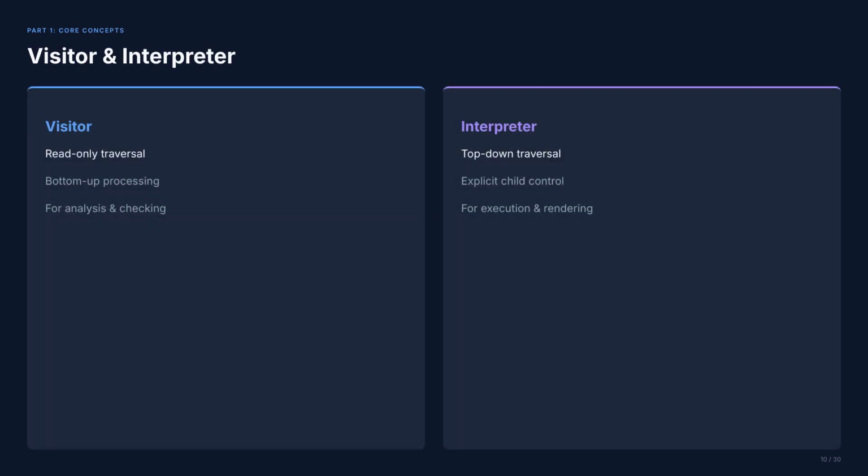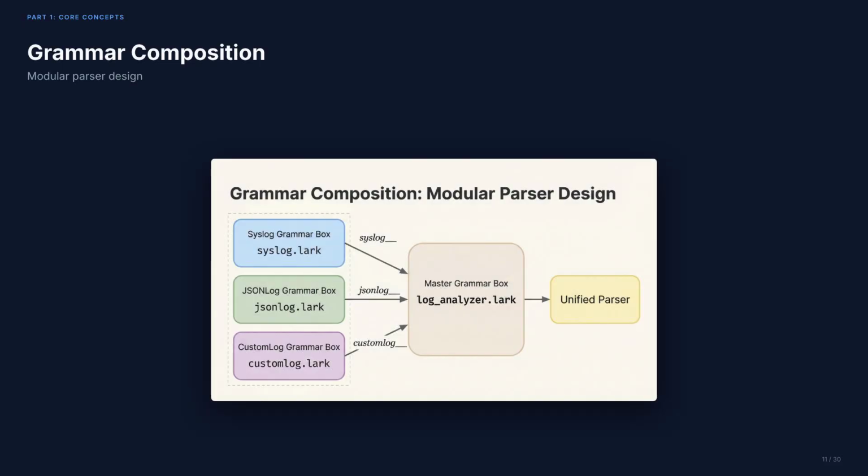Visitors and interpreters are alternative tree walking patterns. A visitor traverses the tree for read-only analysis, like type checking. An interpreter walks top-down with explicit control over which children to visit, perfect for executing code or rendering output. Grammar composition lets you build complex parsers from smaller, reusable grammars. Each subgrammar handles one format or concern. A master grammar imports them with namespace prefixes to prevent naming collisions. This is modular design applied to parsing.